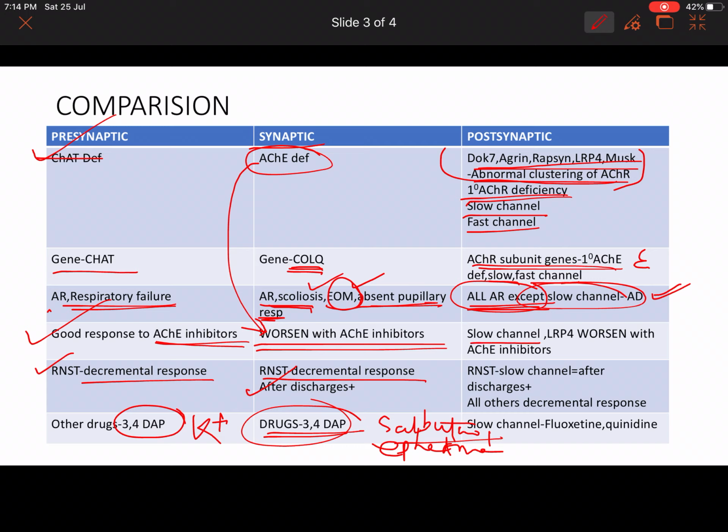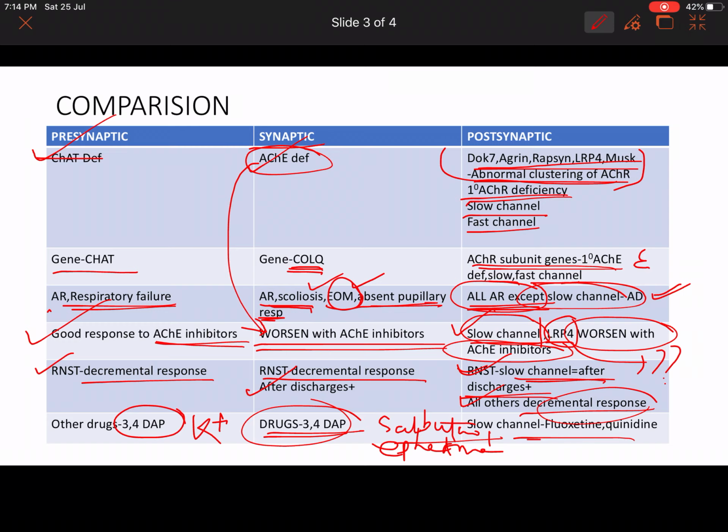So slow channel LRP4, they actually worsen with the acetylcholine esterase inhibitors, because as I have told you, this is actually a query, because some books mention that it worsens and some books really say that it improves. But basically you remember that what worsens with treatment with acetylcholine esterase inhibitors is the slow channel and the acetylcholine esterase deficiency. And RNST will definitely show after discharges, and all others there will be also decremental response. But here in RNST there will be decremental response plus after discharges in patients with slow channel syndromes.